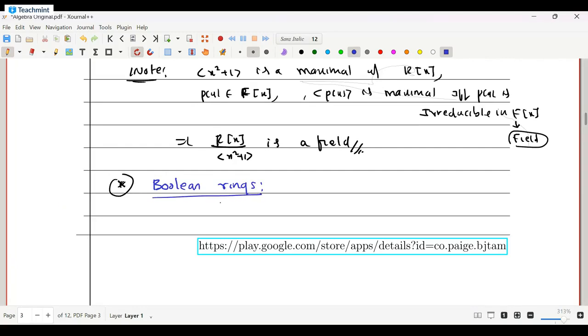ఆర్ బూలియన్ రింగ్స్ ఎప్పుడంటాం? A ring capital R is called a Boolean ring if a square is equal to a for every a belonging to R. So that means a లో unde each and every element is an idempotent. So every element of R is an idempotent element, right? Then it is called a Boolean ring.